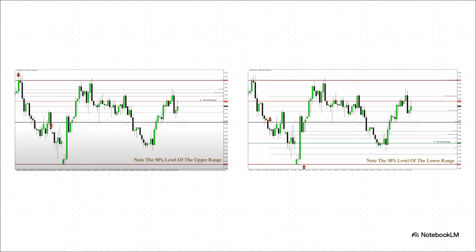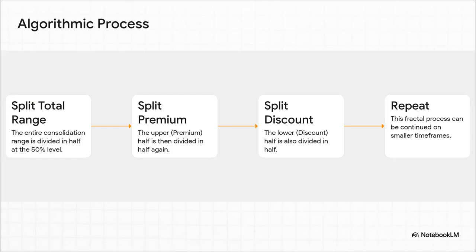So what do we do? Well, we do the exact same thing we just did, but we do it inside each of those halves. We'll draw a fib on that top premium zone to find its midpoint, and then we'll do it again for the bottom discount zone. And just like that, our range isn't just two halves anymore, now it's split into 4 clear quadrants. And this is the really cool part. It's this process of repeated division. We split the whole range, then we split the halves.